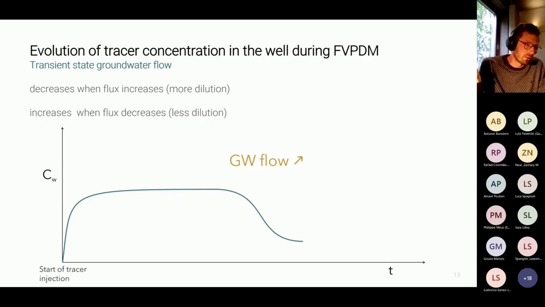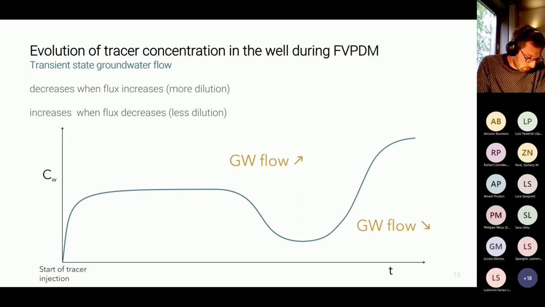If the groundwater then slows down, the dilution of the tracer will decrease, and the concentration will rise. This allows us to perform real-time monitoring of transient groundwater fluxes. And it can be very useful in various contexts, such as if you have an aquifer that is related to surface water, or even to seawater, where you have tides that interact with the aquifer and can really influence the dynamics of the groundwater flow.